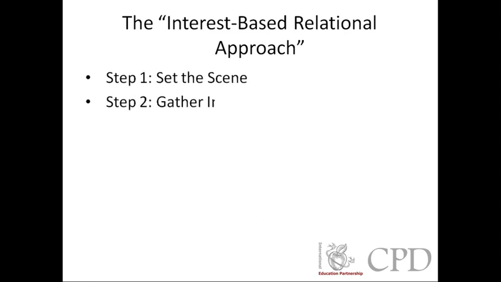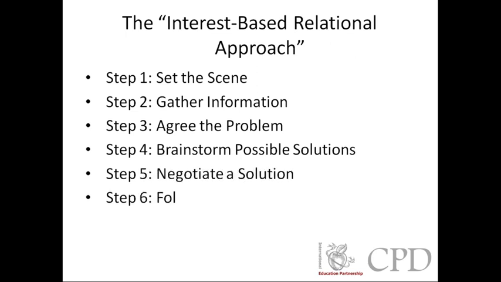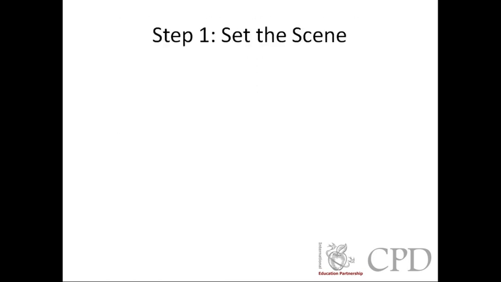So this type of conflict resolution, the interest-based relational approach, respects individual differences while still helping people to avoid becoming too entrenched in a fixed position. So these are the steps that are followed: setting the scene, gathering information, agreeing the problem, brainstorming solutions, negotiating a solution, and following up. Let's take this step by step.